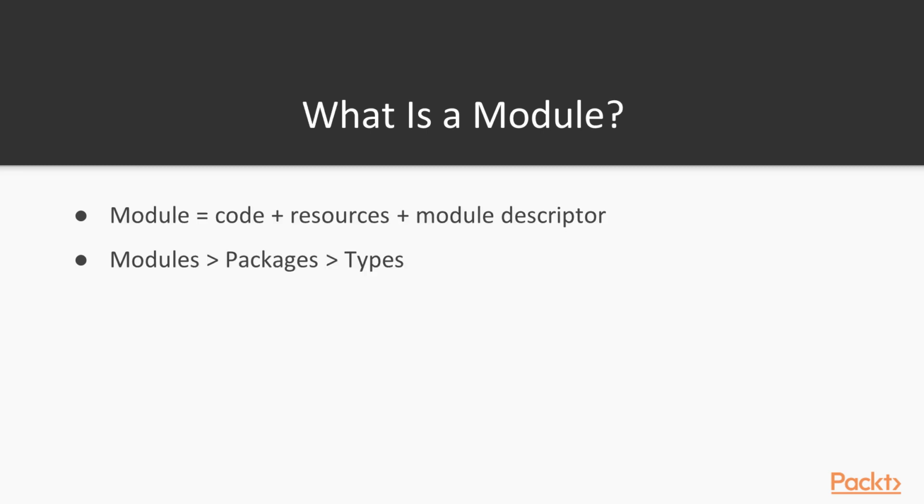What is a module? A module is a collection of code and resources, or more succinctly, a module equals code plus resources plus the module descriptor, which is module-info.class. Or we can think of it as a jar file with a module-info descriptor. The module places itself above packages in the Java hierarchy. This means the module descriptor can control visibility of the code within a package or a jar file. So access to public methods and classes in a package can be restricted by package.